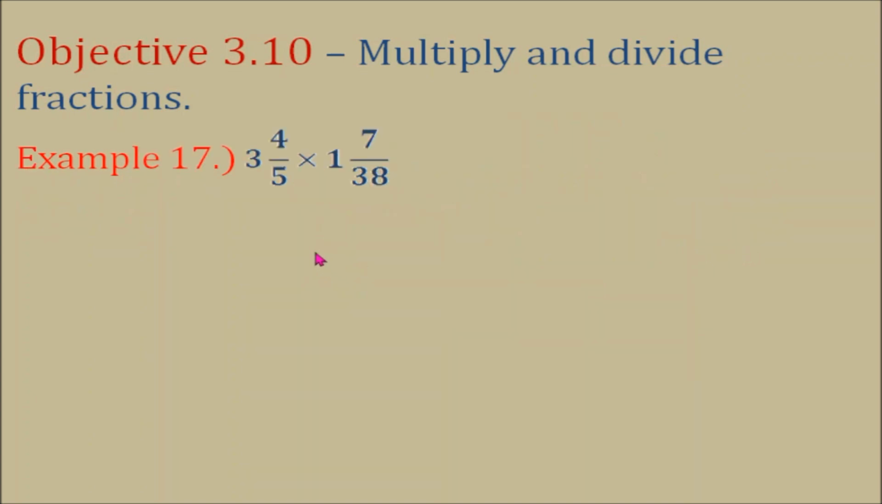Example number 17. 3 and 4 over 5 times 1 and 7 over 38. Again, we are going to change these mixed numerals into improper fractions. So 5 times 3 is 15, plus 4 is 19. So that's 19 over 5. And then 38 times 1 is 38, plus 7, that's 45. Then copy down denominator 38. Now we have 19 over 5 times 45 over 38.